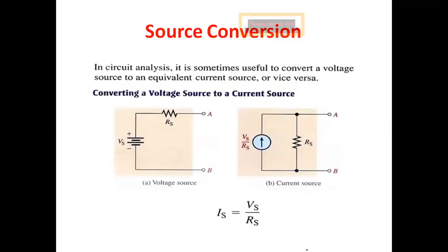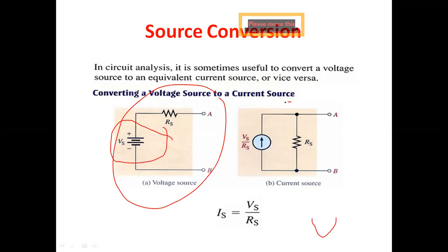Now in circuit analysis, sometimes it is necessary to convert a voltage source to an equivalent current source, or a current source to an equivalent voltage source. So this is the method. If you want to convert a voltage source, as you can see in this figure, this is the complete voltage source, and this is the current source. So how are we going to convert this voltage source to a current source?